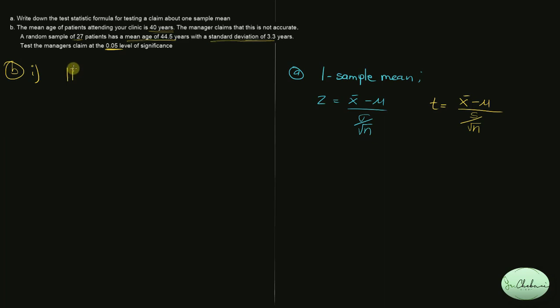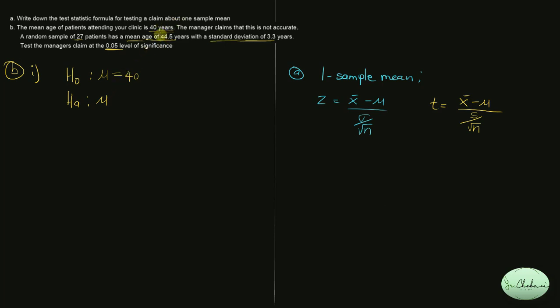So in this particular case, our null hypothesis, H0, is going to be that the population mean mu, remember that our hypotheses are statements about the population, is equal to 40. That is, the hypothesized mean is equal to 40 years. And then the alternative hypothesis will be that the population mean mu is different from 40 years.